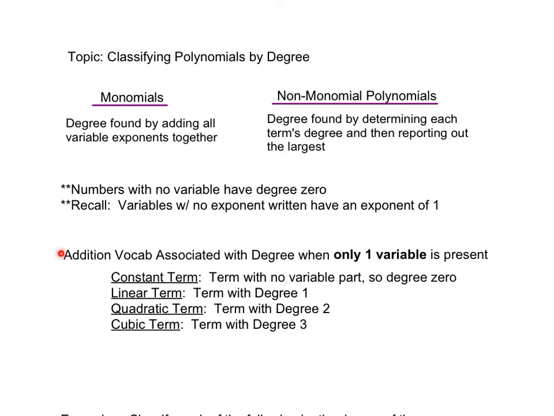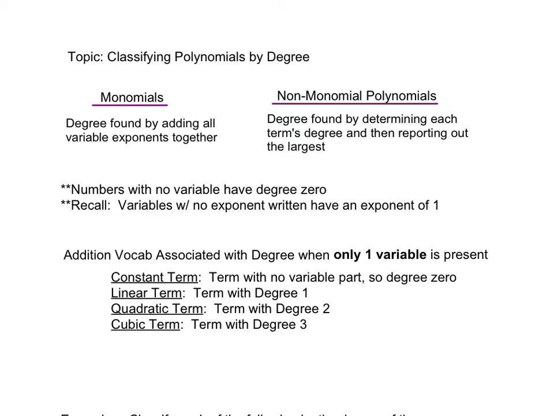Just a couple additional vocab terms. You may want to pause and look through them more in depth. Make sure you get them written down, or, like I said, if you have the templates, pause and read through them. A couple things to remember: if we don't have a variable, it's degree 0. If there is no exponent written on a variable, it has a degree of 1.